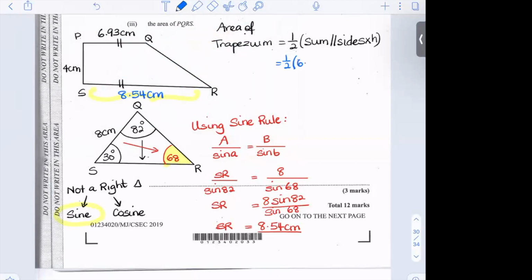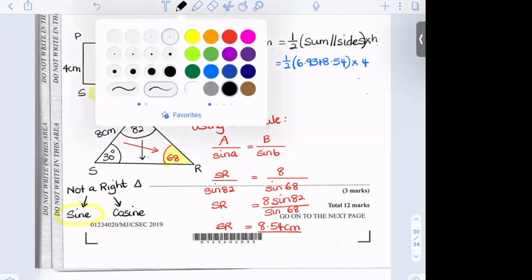So a half, 6.93 plus 8.54, multiplied by 4. 6.93 plus 8.54 multiplied by 0.5 multiplied by 4. And we will get 30 point something. Work it out.